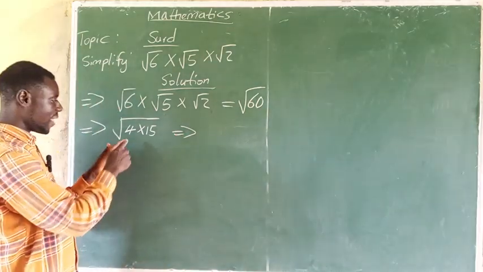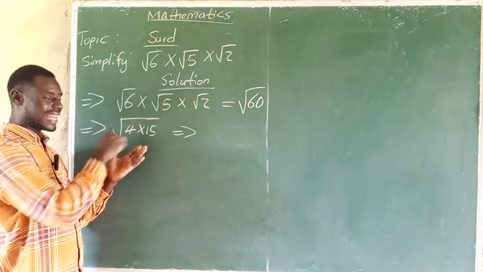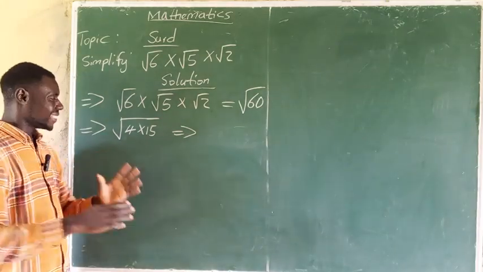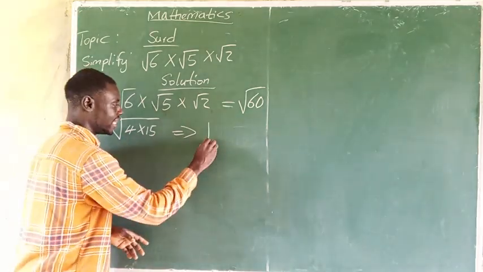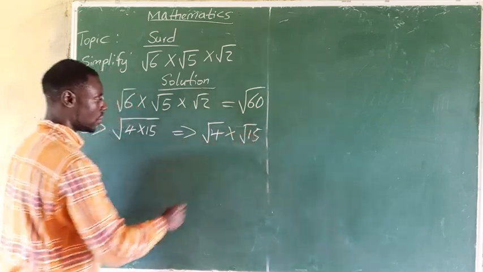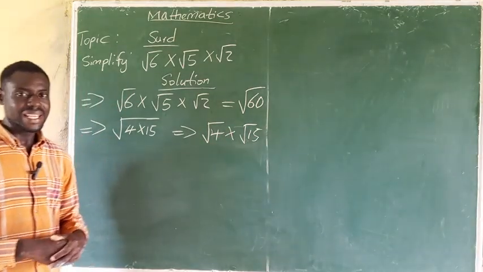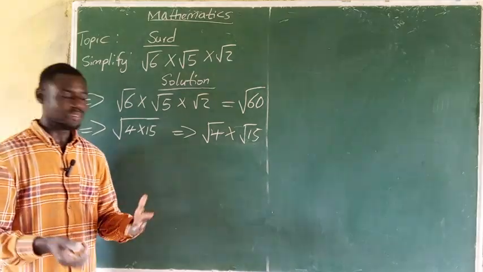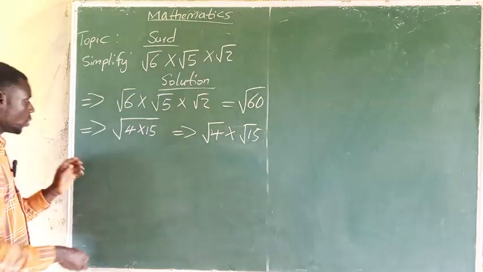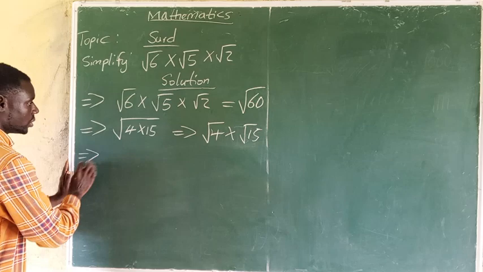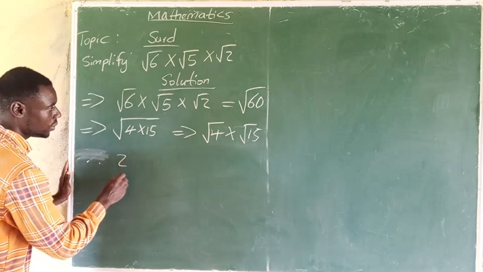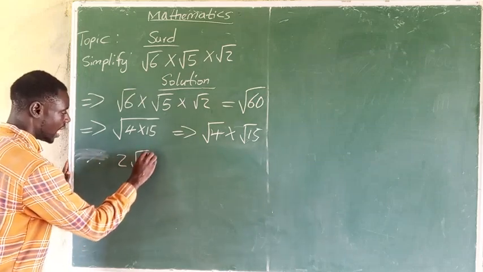Remember the rules. The rule states that if I have a multiplication inside the root, like two numbers multiplied, like what I have here, you should separate them. So you separate root 4 times root 15. Now let's check which of them is a perfect square. 4 here is a perfect square. The square root of 4 will give us 2. Therefore we have 2 root 15 as our final answer.